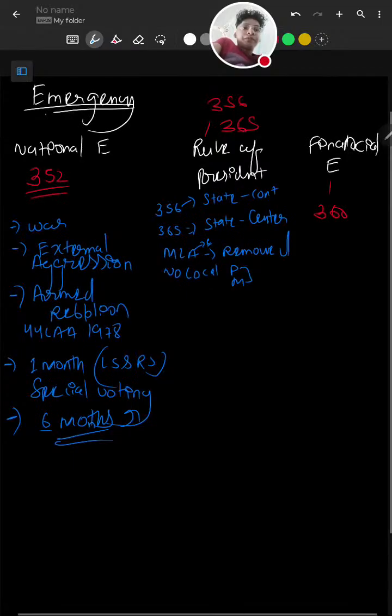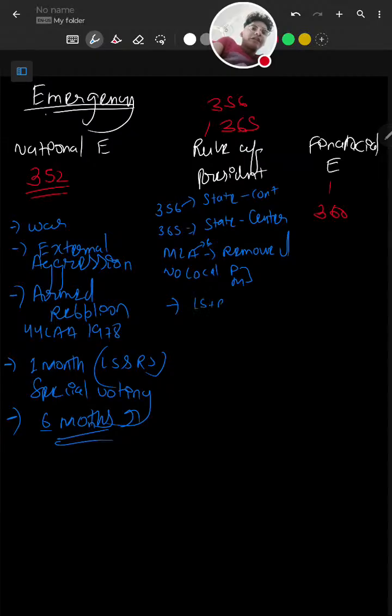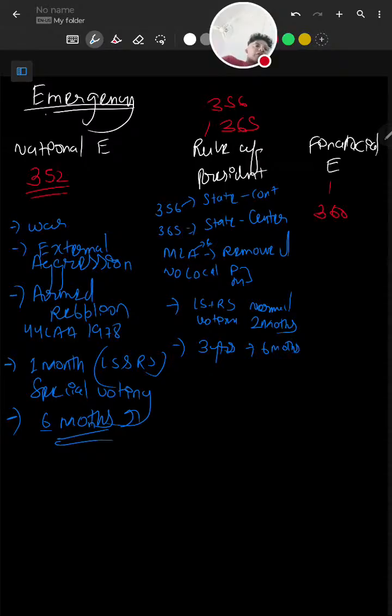So now, the condition for this is Lok Sabha plus Rajya Sabha with normal voting within 2 months. President rule can only be applied for 3 years, with a time period of 6 months for each segment. Then after 6 months, again voting is there.